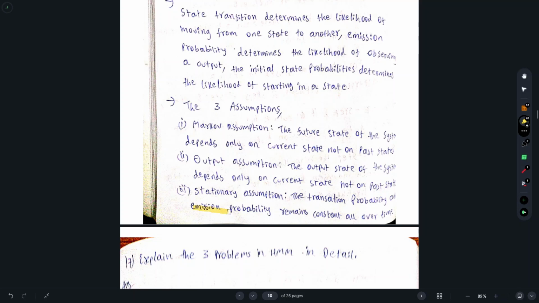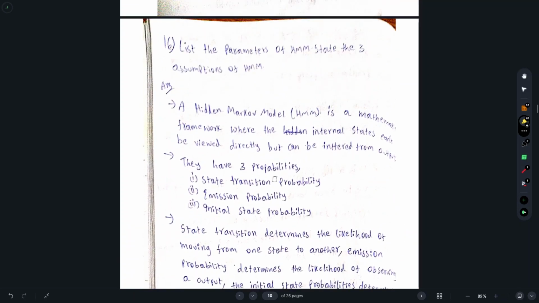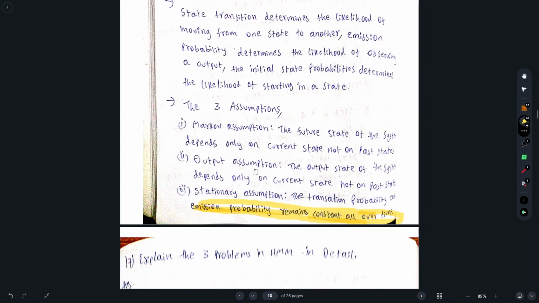The emission probability remains constant all over the time. So these are the three assumptions for this HMM state. First one is the Markov assumption. Markov assumption is nothing but the future state will not depend upon the current or the past state. Output assumption is the output state of the system depends only on the current state, not on the past state. Whereas stationary assumption is that the transition probability and the emission probability remain constant all over the time.